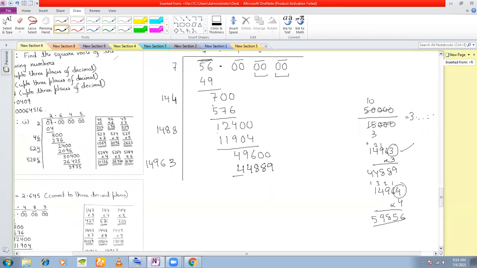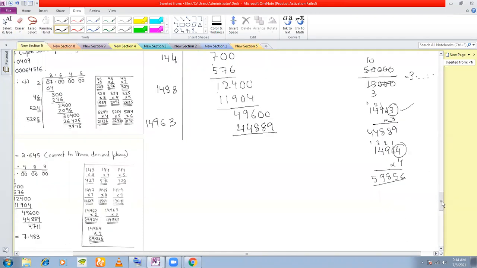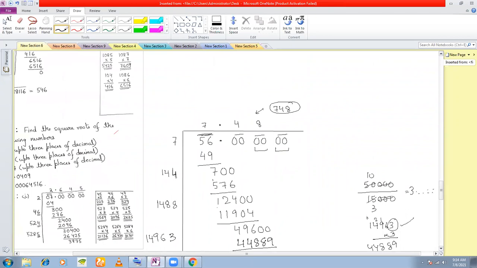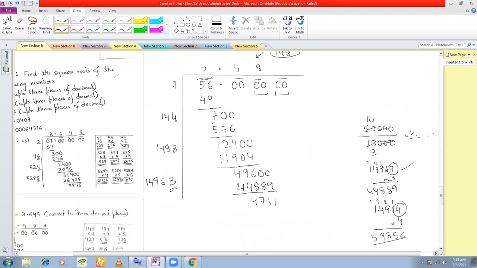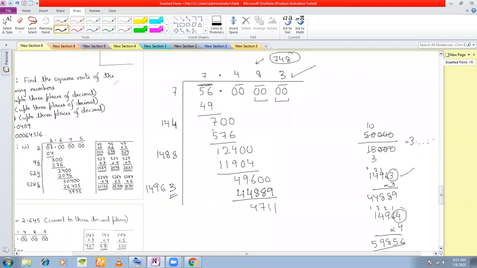And now you subtract here to get 4,711. Okay, so now it is complete. And yes, one more thing. Since we have inserted a 3 here, insert a 3 here also. Okay, so that completes our division method. So we have got till 3 places of decimal here.